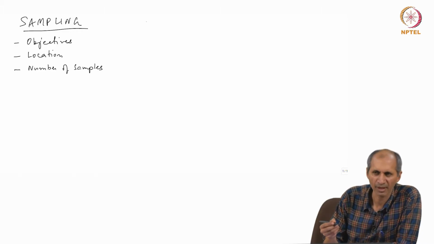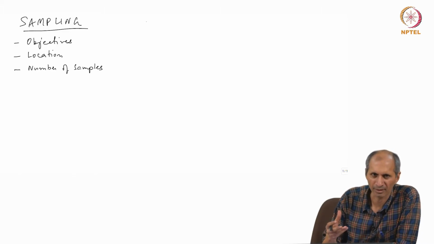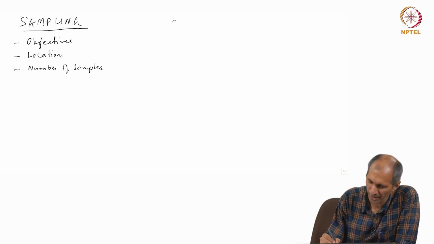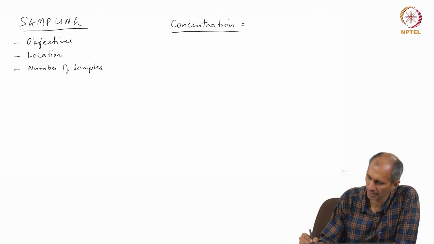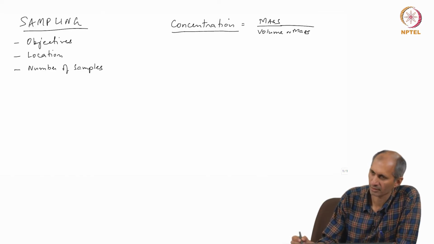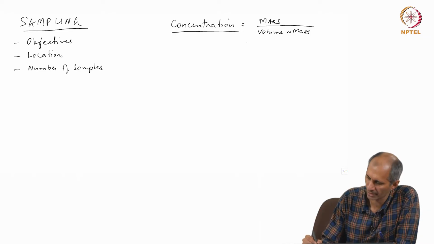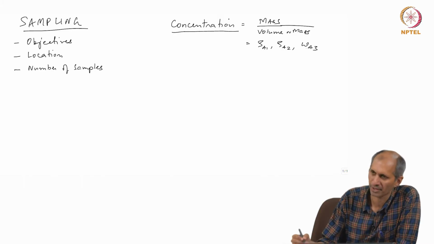We discussed that the definition of a sample is a quantity, an amount. So, what is our goal of sampling? Our goal of sampling is eventually to get some measure of concentration. Concentration is mass by volume or mass, a mass fraction or a mass concentration. So, we are talking about rho A1, rho A2, or WA3. These are the things that we are interested in measuring eventually.